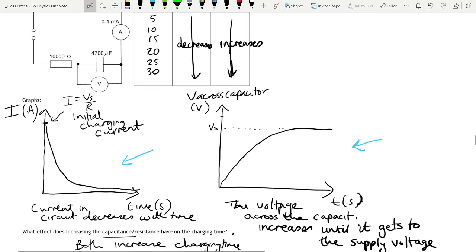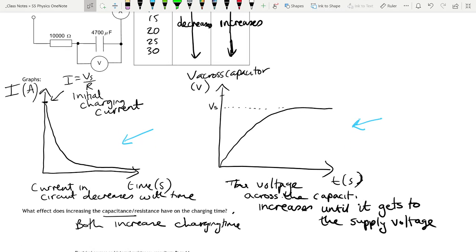Now it says here, what effect does increasing both the capacitance and the resistance have on charging time? Now we did talk about this briefly at National 5, but I like to think of it in terms of a bucket being filled with water. So if you increase the size of the bucket, then it takes longer for it to fill. So if you increase the size of the capacitor, it takes longer for that to get charged up.